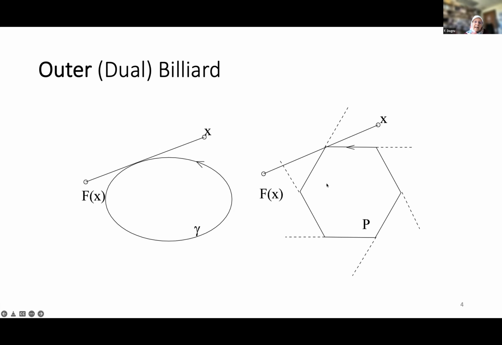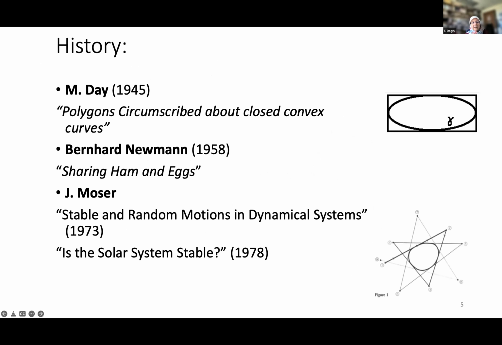We can define the same map on a polygonal table also. But this time, when we pick points on the extensions of the sides, there is no place to reflect. So in that case the map is not defined on those singular points. Well, let me give you a little bit of history.